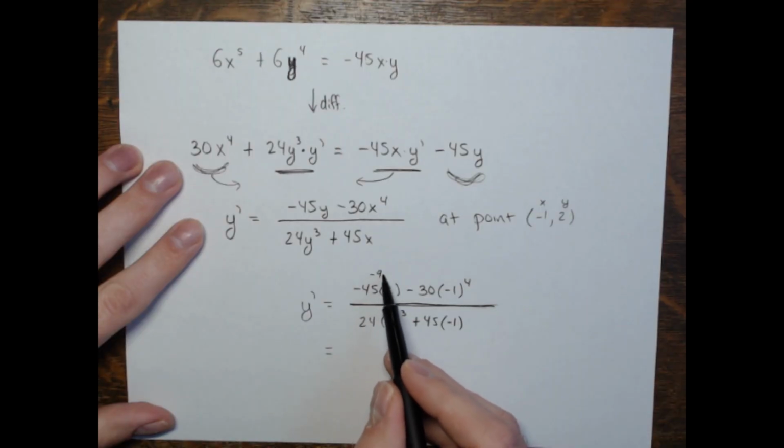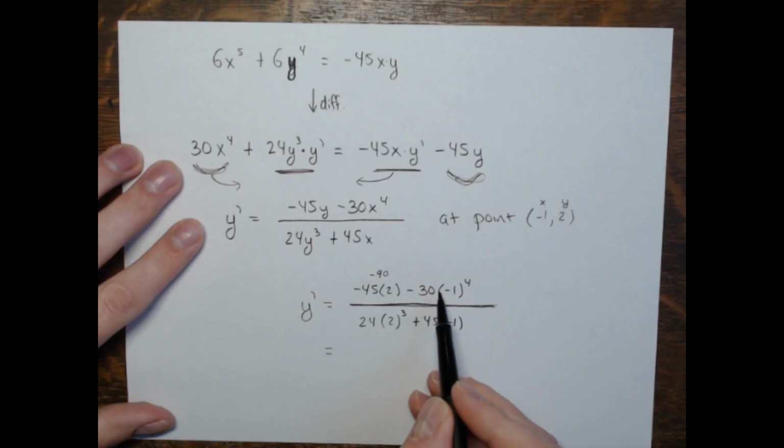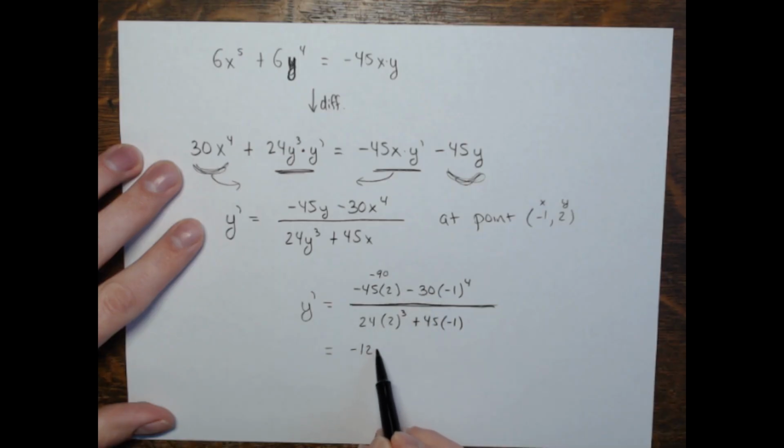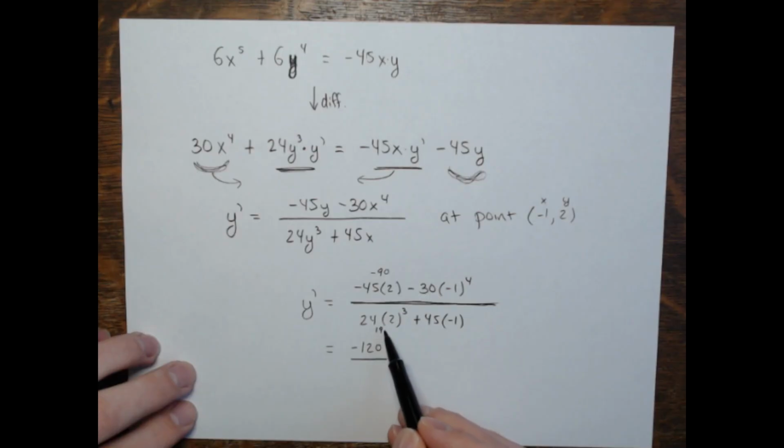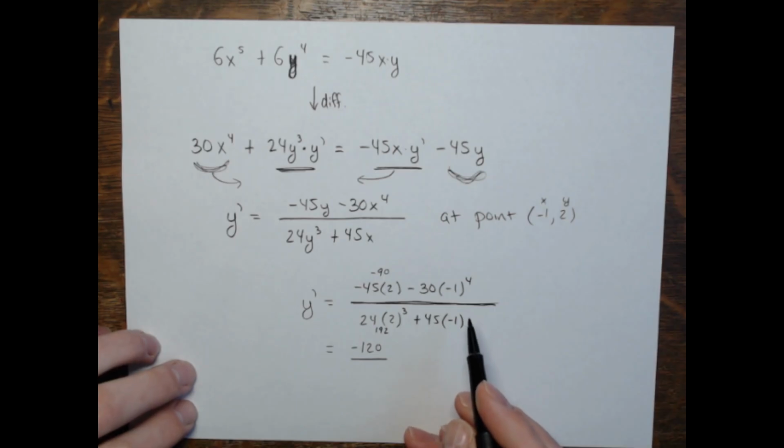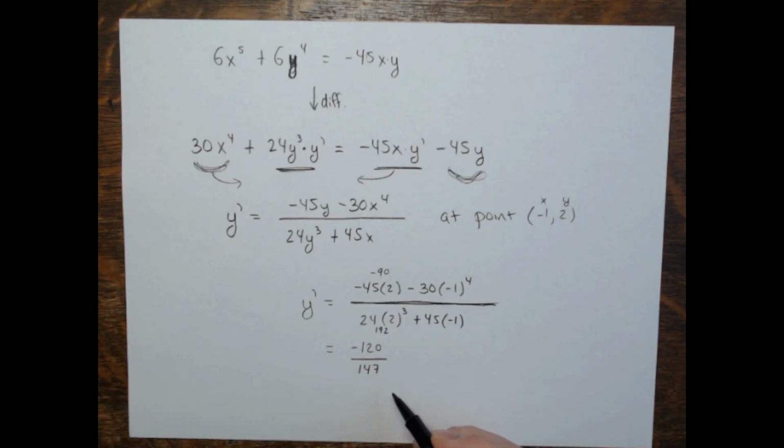So this is negative 90, and then minus 30, so negative 120 in the numerator. And then 2 cubed is 8. 8 times 24, it's 160, and 32, that's 192. But then minus 45, would be 147 in the denominator.